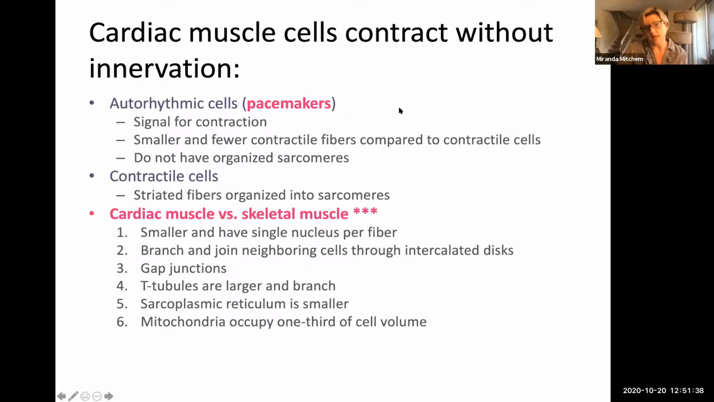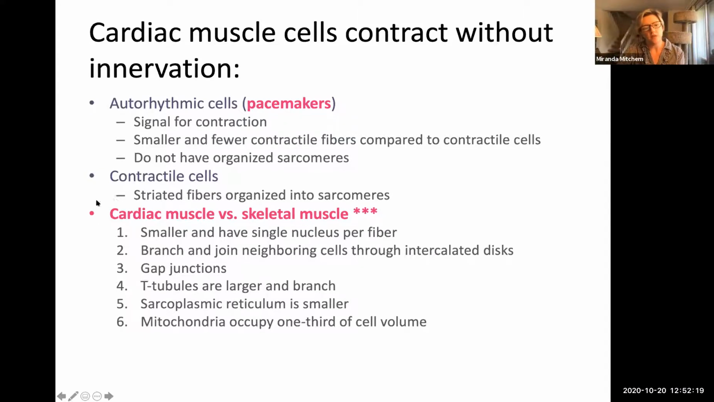So we have two types of cells in the heart. We have what are called the pacemakers. They are autorhythmic cells. These make up about 1% of the heart. 99% of it is contractile cells, whose job is to pump, to contract. Contractile cells are organized as a sarcomere, just like we learned about with our skeletal muscle. The autorhythmic cells aren't, because their job is not to contract. They don't need a sarcomere because they don't contract. Instead, they provide the electrical signal, and we'll learn about how.